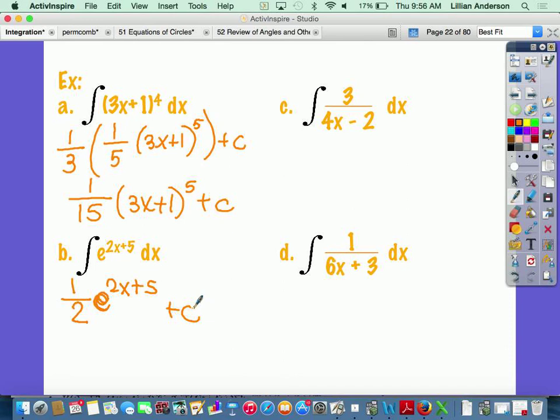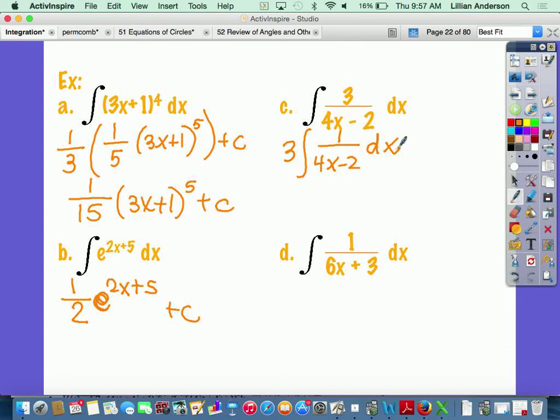Let's look at C. C is like which one? 1, 2, or 3? 3. Only difference is there's a 3 at the top, not a 1. I can take the 3 out, because then it becomes 1 over 4x minus 2 dx. Okay? Why didn't I think about it? Because the 3 applies to the numerator. And so if we were distributing back through, it only goes to the numerator. Only time you take something out of the bottom, it ends up being a fraction. So if I have like a 1/4, I can take that out.